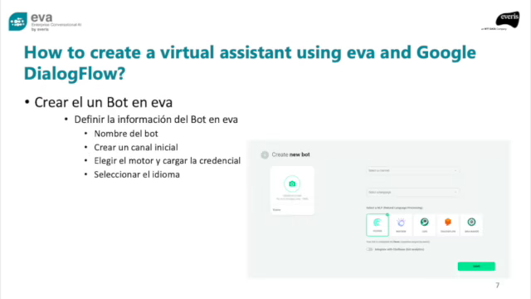To finish the process of registering a virtual assistant within the EVA cockpit console, we will need to complete certain information. You will have to indicate the name of the bot and optionally load an image that will be displayed in the cockpit. You must define the first channel to be enabled in the assistant, for example, the web channel. You will have to select Dialogflow as the NLP type and load the JSON with the credential generated in the previous step. Finally, you will have to indicate the language of the virtual assistant.